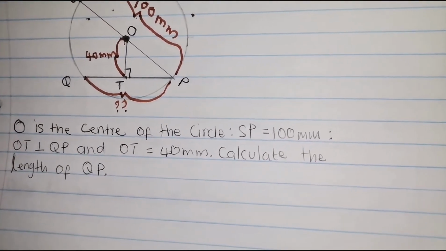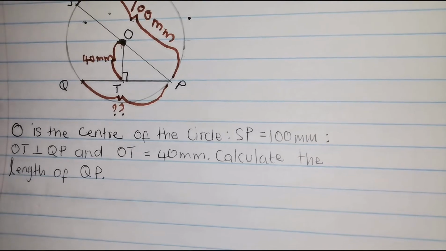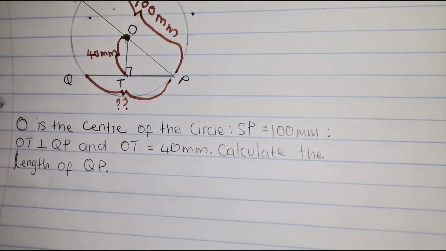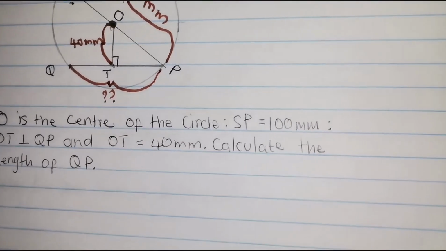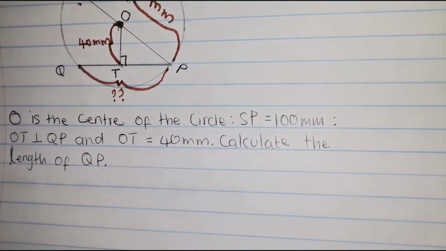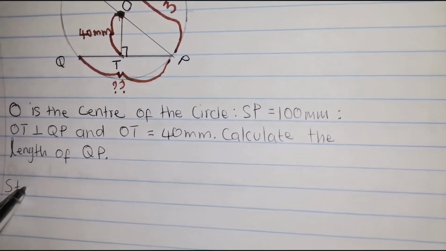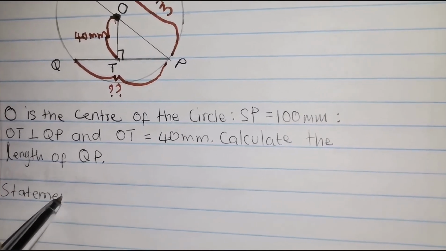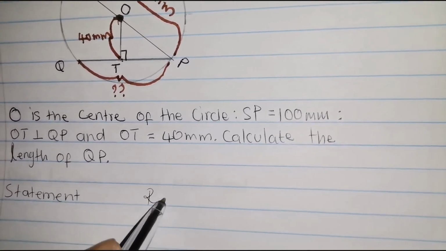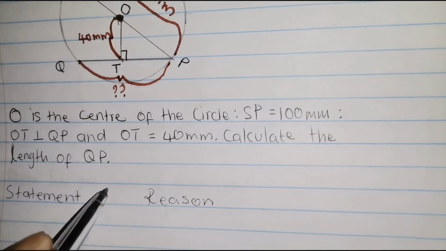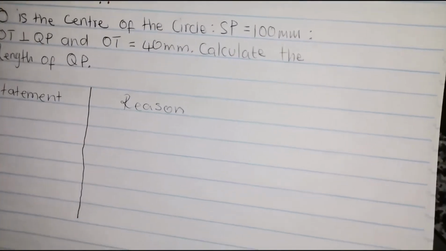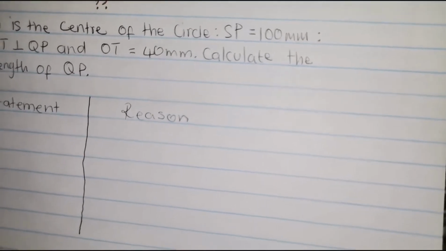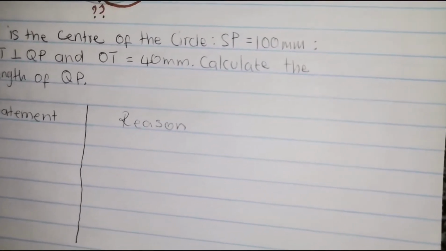Simple, ne? Just construct the statement and reason table, for you to know what you are doing when you are busy solving or finding values or answers. Statement and reason table, ne? Yes. So you must just use a ruler to construct, ne? Yes, guys. Number one, guys, let's just prove.